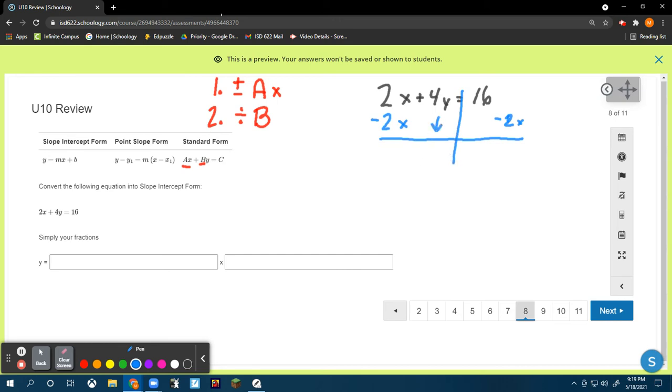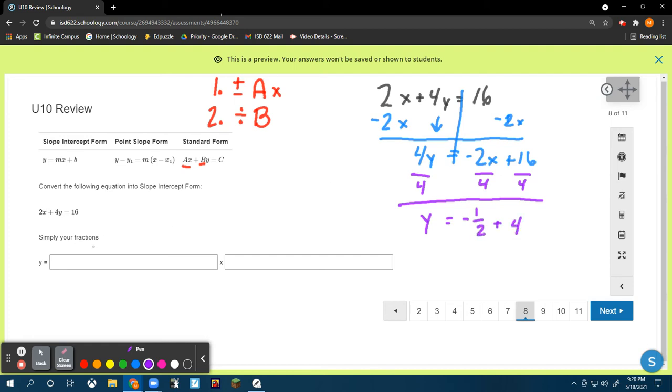We get 4y equals negative 2x plus 16. Okay, step 1. Step 2 is divide by b, that number in front of the y, which is a 4, and we divide by the whole thing. We're left with y equals, we're going to reduce negative 2/4 to negative 1/2. 16 divided by 4 is 4. And then we can substitute in negative 1/2 x plus 4. Again, include that plus sign. And you're done.